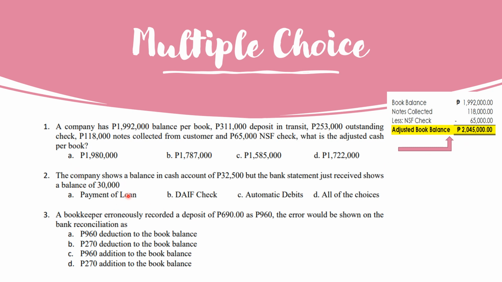Okay, next, number 2. The company shows a balance in cash account of 32,500. So sa libro raw, 32,500 ang recorded. But the bank statement just received shows a balance of 30K. Pero pagdating ng bank statement daw, 30,000 na lang yung pera. So, what are the causes? Ano kaya yung possible na rason bakit nabawasan yung pera ko sa bangko?